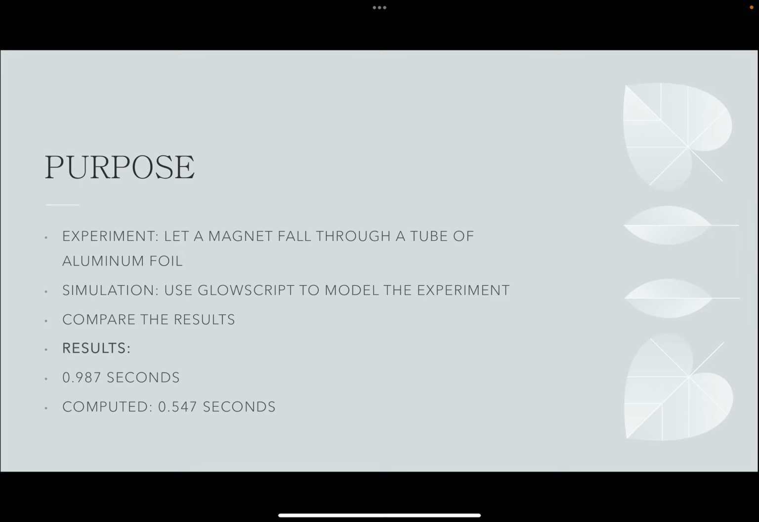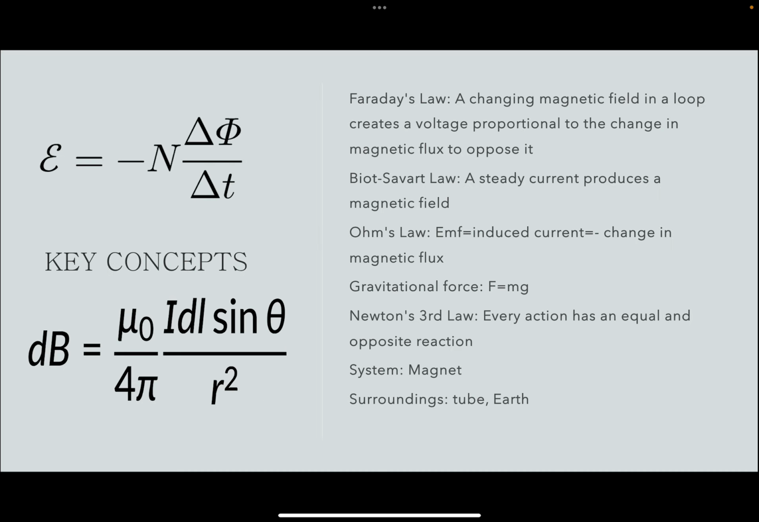The purpose of this experiment was to let a magnet fall through a tube of aluminum foil. For the computer simulation, I used GlowScript to model the same experiment, and I compared the results. In the real experiment, the magnet fell out of the tube at 0.987 seconds. In the computed experiment, the magnet fell out of the tube at 0.547 seconds.